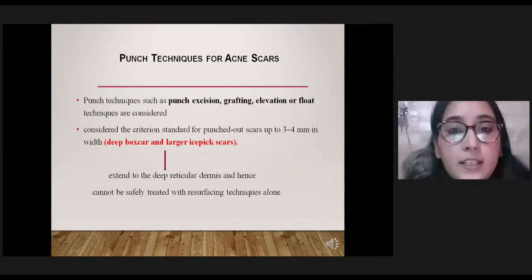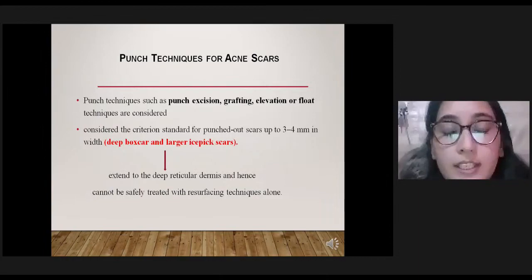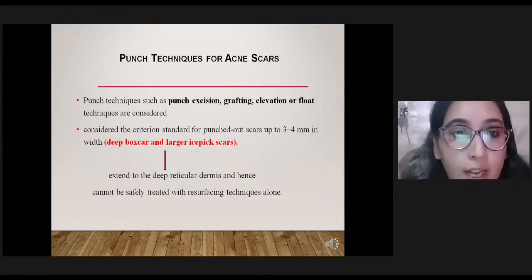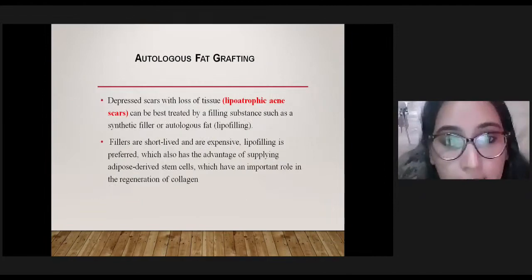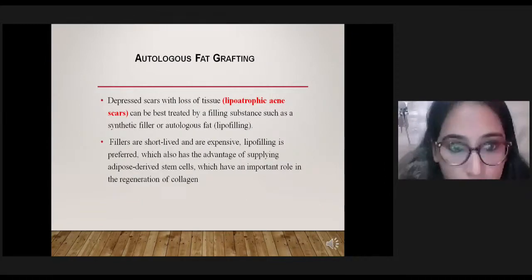Elliptical excision is done for scars more than 3.5 mm in width. Punch techniques include punch excision, grafting, elevation, and flotation technique. It is useful for scars up to 3 to 4 mm, which include deep ice pick and larger ice pick scars, deep boxcar scars, and larger ice pick scars that extend to the deep reticular dermis.